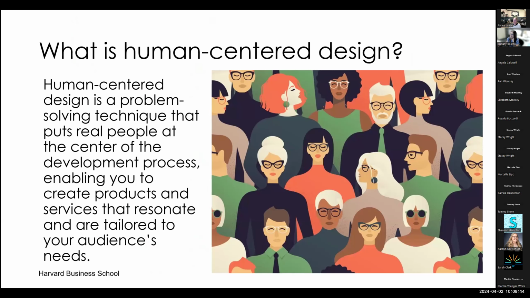So then when we come to human-centered design, remember, universal design is the what, the why, the how. Human-centered design is a problem-solving technique that puts the real person at the center of the development process, enabling you to create products and services that resonate and are tailored to the audience you need. And Harvard Business School has done a lot of work on that; that's their definition. There are a lot of different definitions that we use, but I wanted to start with this one.